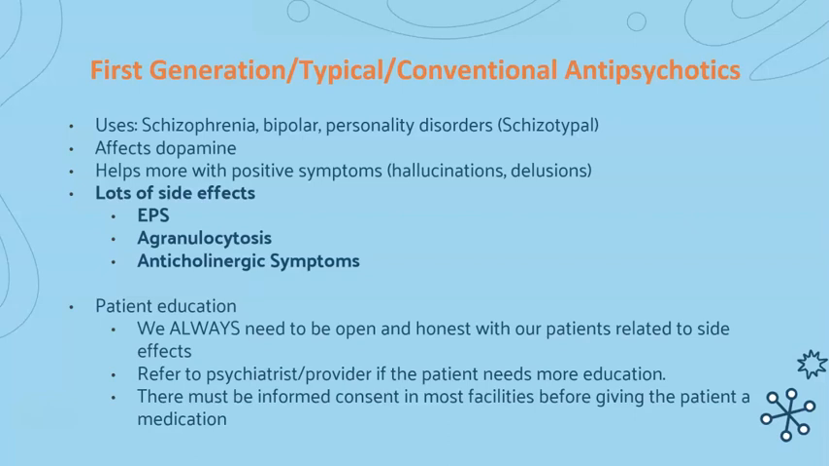However, it has lots of side effects. Extrapyramidal symptoms, EPS, agranulocytosis, which we're going to talk about, and anticholinergic symptoms. Y'all should hopefully be familiar with anticholinergic symptoms by now. Patient education with these, we always need to be open and honest and talk about the side effects. There are so many. We need to refer to a psychiatrist or provider if they need more education. And we must have informed consent in most facilities before giving the patient these medications.